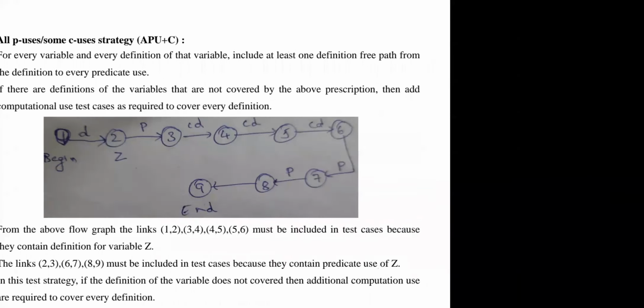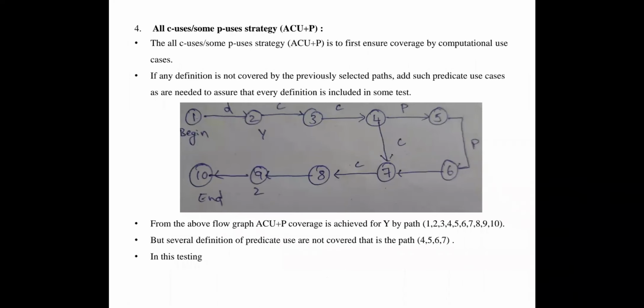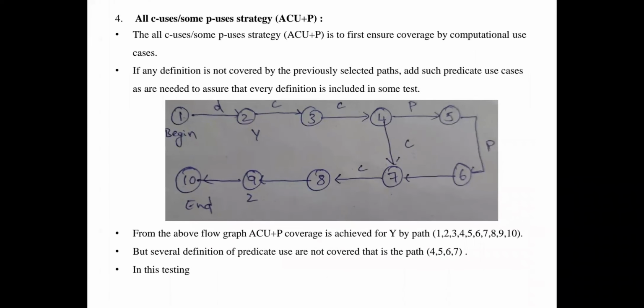Then the fourth one is the reverse process of the third one. The fourth one is all C users, some P user strategies. Here we check for computational first. If it is not satisfied by the computational link, then a predication link is added to the definitions. So all C users, some P user strategies first ensures coverage by computational use. First, we check the computation links that link to the definition links. If it is not satisfied, then we go for predicate.